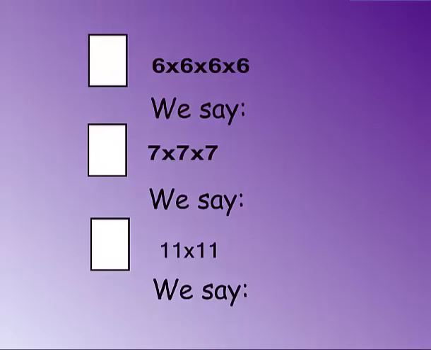Here are some other examples. In the first one, I see that the base is 6 because that's what we're multiplying. Now, how many 6's do I have? 4. So I make the exponent smaller and I move it up a little bit. We say 6 to the 4th power.